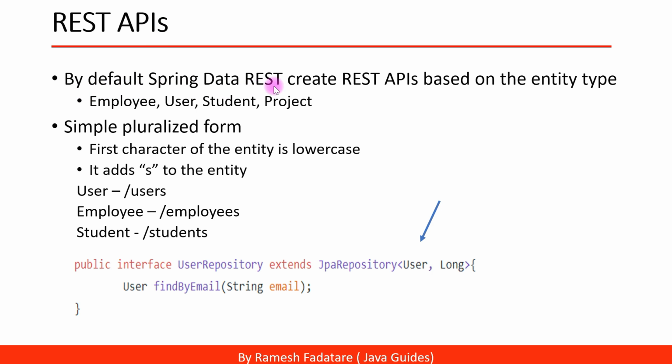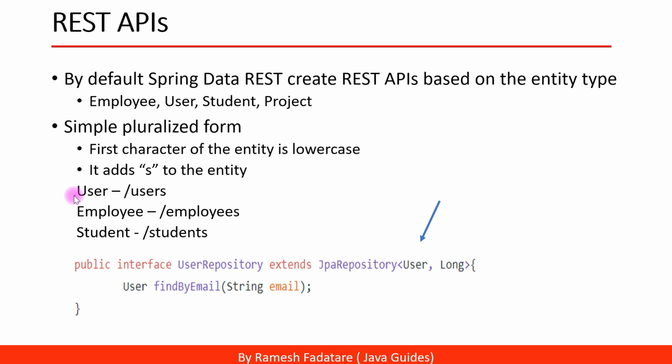By default, Spring Data REST creates REST APIs based on the entity type, like employee, user, student, project. For example, look here, user repository extends JPA repository, and we pass user as an entity, right? So by default, Spring Data REST creates REST APIs based on the entity type. And how is the REST API URL created? It's simple. It uses a simple pluralized form. The first character of the entity is lowercase, and then it adds s to the end of the entity.